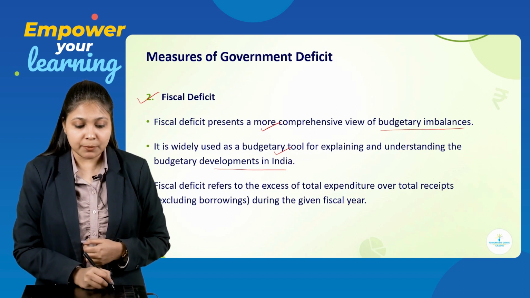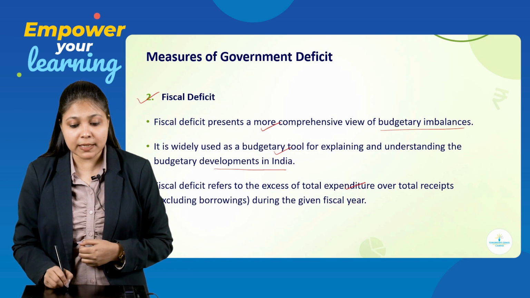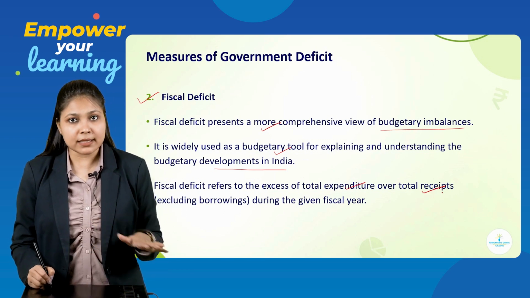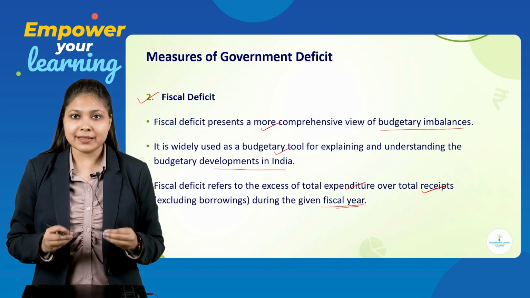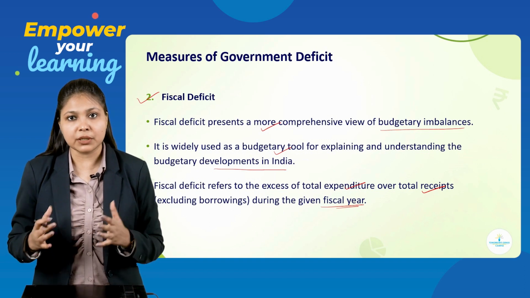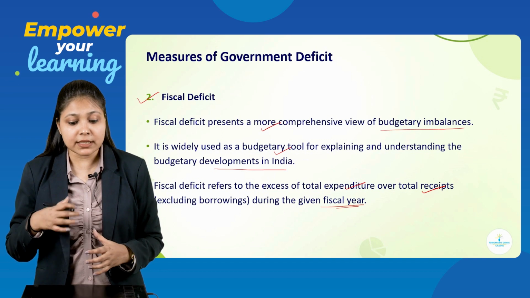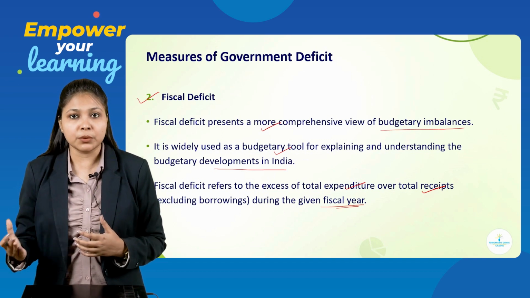Fiscal deficit, very important now. Fiscal deficit refers to the excess of total expenditure over total receipts, wherein we are going to exclude the borrowings during the given fiscal year. Fiscal year is nothing but your accounting year or financial year, that is from 1st April to 31st March. Basically, fiscal deficit is nothing but the excess of total expenditure over total receipts.